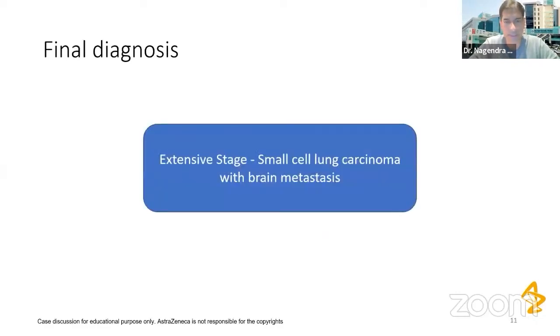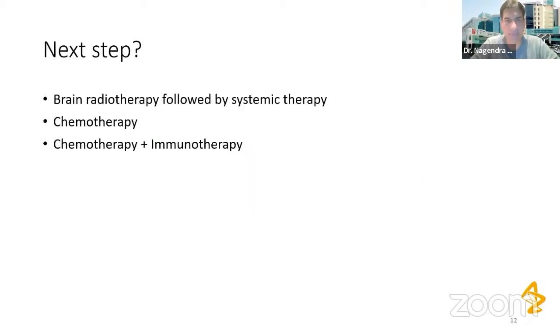The final diagnosis was established that the patient has an extensive stage small cell carcinoma of the lung with upfront brain mets. What are the next steps? Obviously, we have to discuss this patient in a multidisciplinary tumor board. The options discussed were whether to go ahead with brain radiation therapy followed by systemic therapy, or go ahead with systemic chemotherapy directly upfront, or whether chemoimmunotherapy should be considered in this type of scenario.